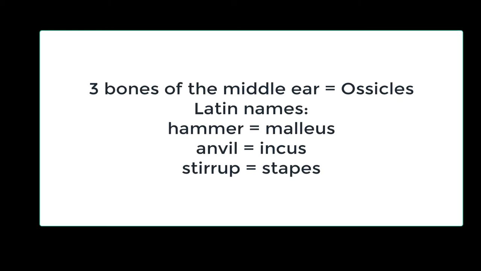Note that the Latin names of the bones of the middle ear are malleus, incus, and stapes. So hammer in Latin is malleus, anvil in Latin is incus, and the stirrup is referred to as the stapes. Don't worry, we will be using the English terms for the class.